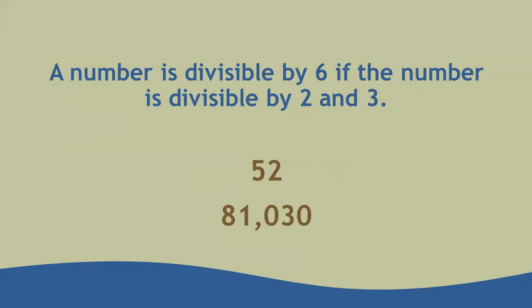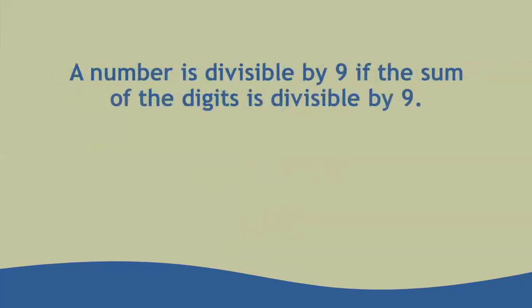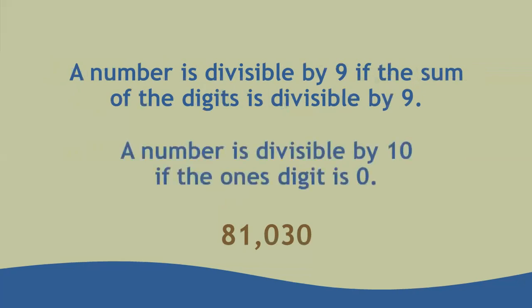All right. Next, it says a number is divisible by 9 if the sum of the digits is divisible by 9. So 8 and 1 is 9, 9 and 3 is 12. 12 is not divisible by 9 because not evenly. All right, so it is not divisible by 9. A number is divisible by 10 if the one digit is a 0. Looking at our number, 81,030, our 0 is in the ones place. So therefore, this number is divisible by 10.